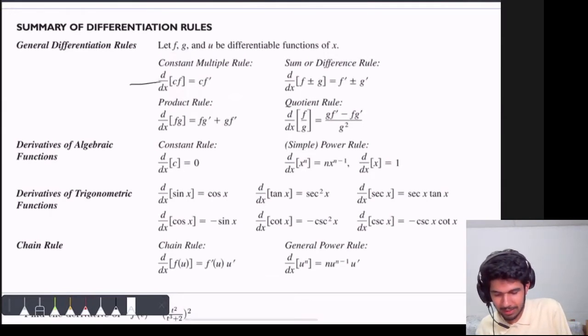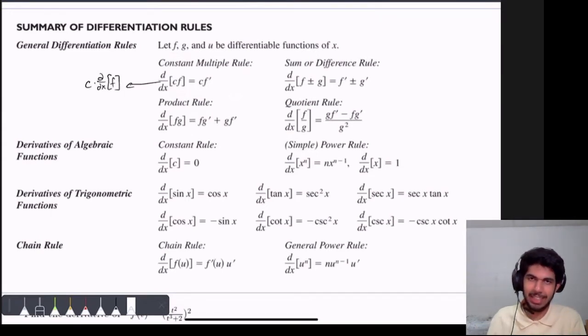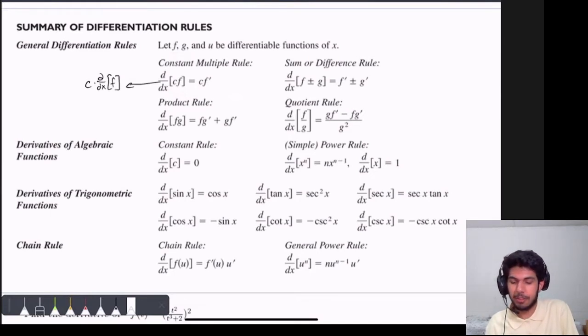So this is the same thing as saying c times d/dx of f, and the proof of that is simply in the power, or not the power rule, the product rule, right? If we were to do the product rule on this c times f, we would get c times the derivative of f plus f times the derivative of c, but the derivative of a constant is 0, so the second term goes to 0, so we're just left with c times the derivative of f, which is c f prime.